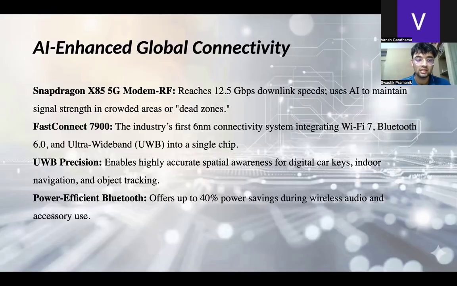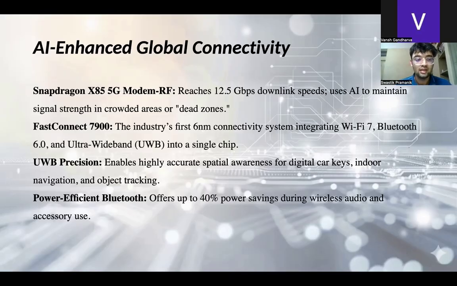So as we can see, the AI enhanced global connectivity. In the modern era of artificial intelligence, the connectivity features are also improved by Qualcomm. The Snapdragon 8 Elite Gen 5 integrates AI into its connectivity as well, which is a major advancement. The Snapdragon X85 5G modem can reach speeds of up to 12.5 gigabits per second, and it uses AI to maintain strong signals even in crowded or low network areas, which is a strong improvement.